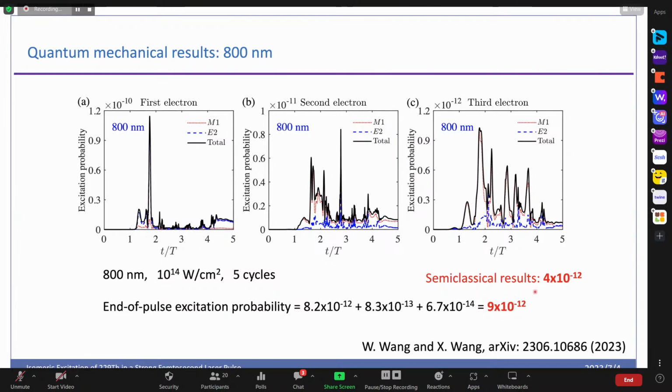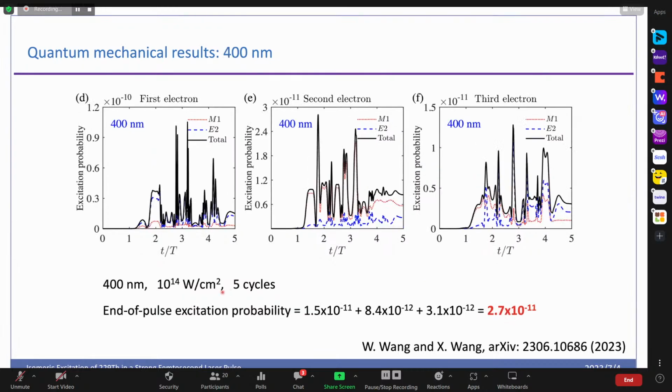Remember, semi-classical results gives 4 times 10^-12. So we think, okay, the semi-classical result is not too bad. It's on the same order of magnitude. It's within a factor of 2 or 3 to the quantum result. And of course, the semi-classical result only includes part of the mechanism, only includes a free excitation. So we think these numbers are pretty trustable.